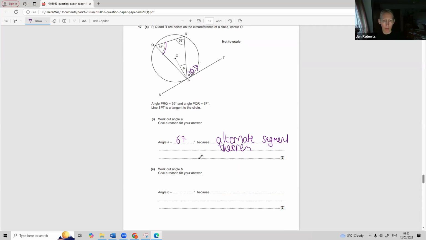Angle B. Right, now, here we've got a radius touching a tangent. So we know this angle here is 90 degrees. Okay, so 90, take away 67, gives us 23. And because radius touching a tangent is 90 degrees.